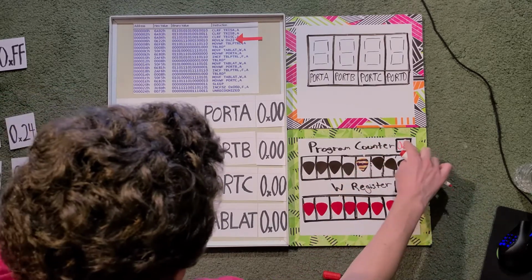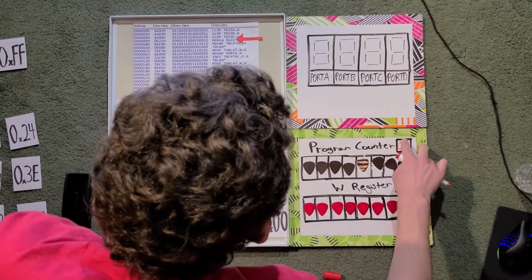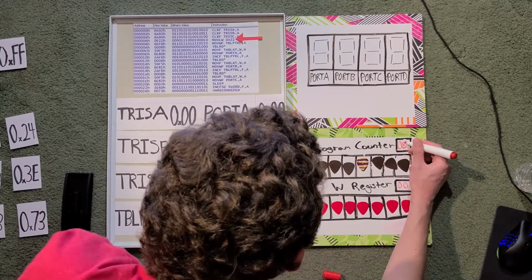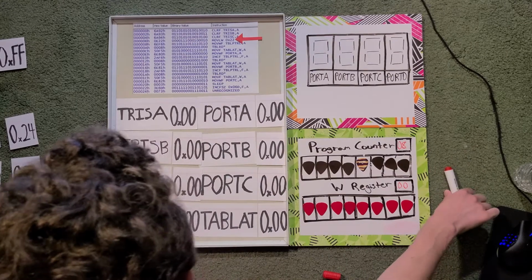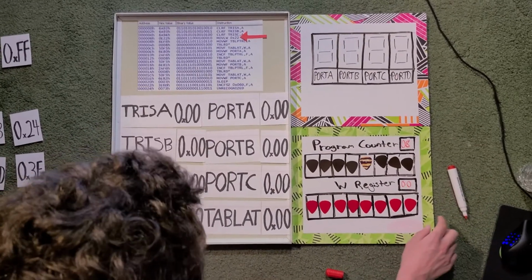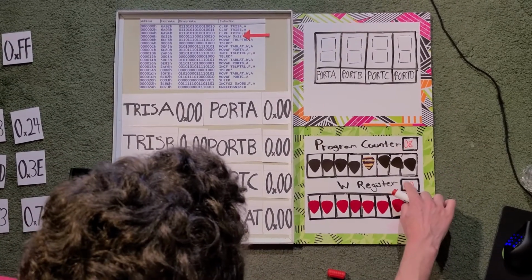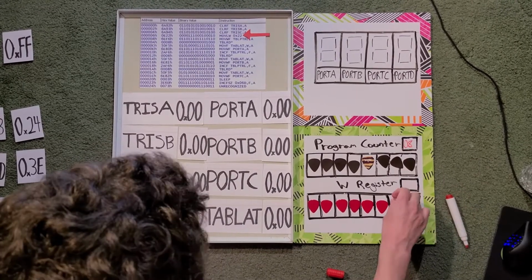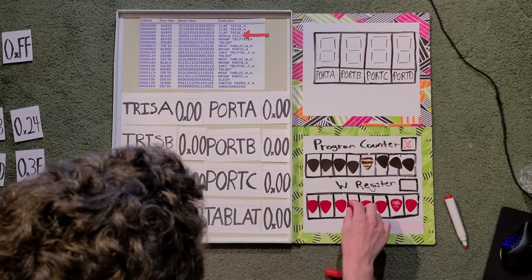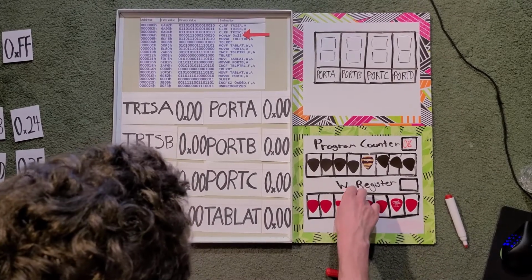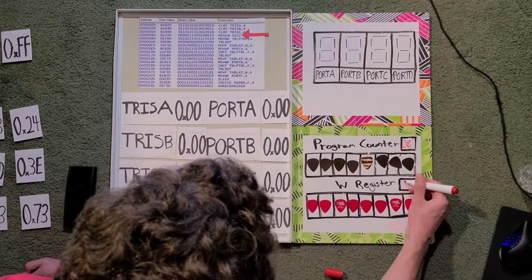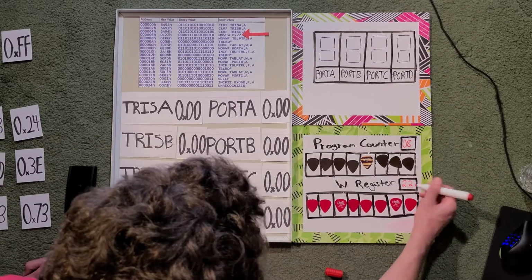Now we flip those bits. We have 8 over here. And in our W register, we're going to have 22, which is represented by flipping a bit in the 2's column and flipping a bit over here. 22.